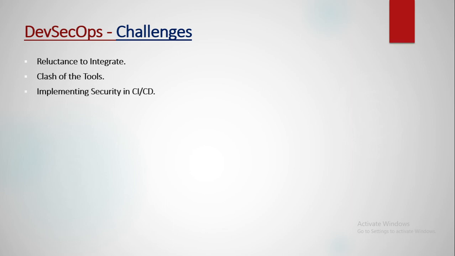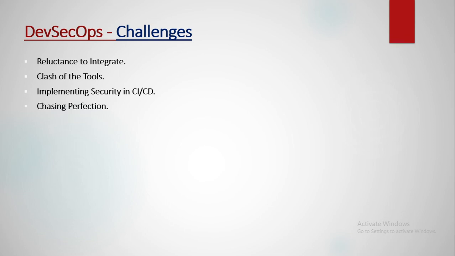Third one is implementing security in continuous integration and continuous development. That means security has always been seen as something that comes at the end of development. But with DevSecOps, security becomes a part of continuous integration and continuous development.